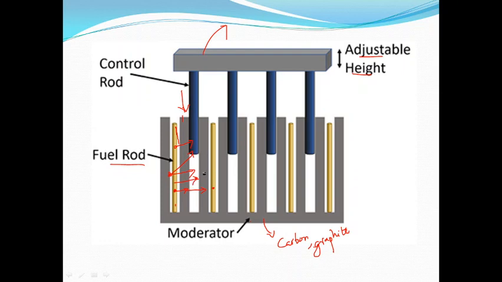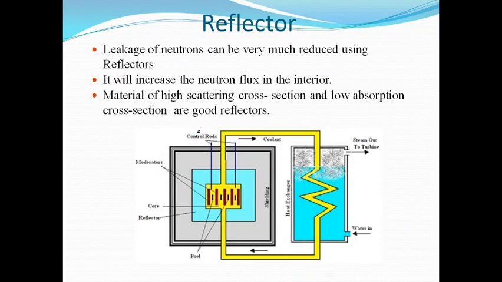So this is how the nuclear fuel, the moderator and the control rod function within a nuclear reactor. Now moving on, the fourth part of a nuclear reactor is a reflector. Often the parts that we have already mentioned, the uranium fuel, the moderator, the control rods, are usually covered by a reflector.